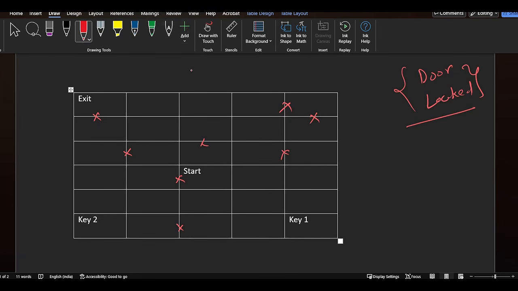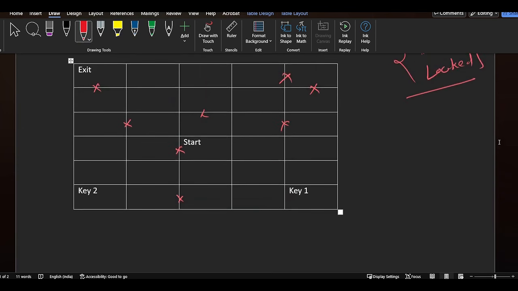Okay, and now from the starting point we need to reach the exit point. This is our task. So from the starting point we need to reach the exit point, but we cannot see these invisible walls. Okay, now to reach the exit point from the starting point, we will start, but whenever we collide with an invisible wall, we will return back to our start point.